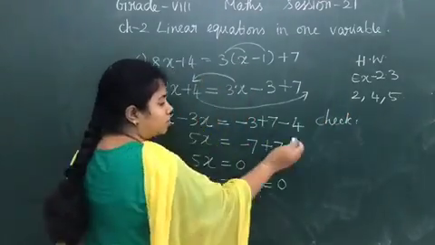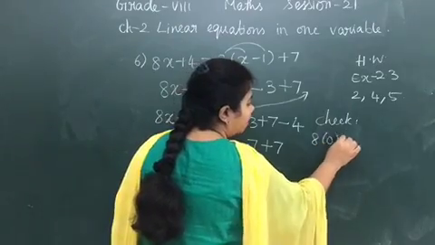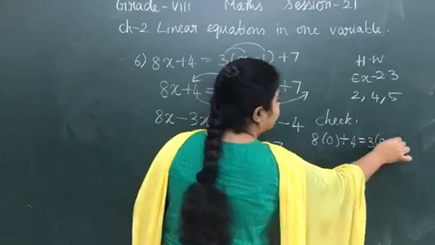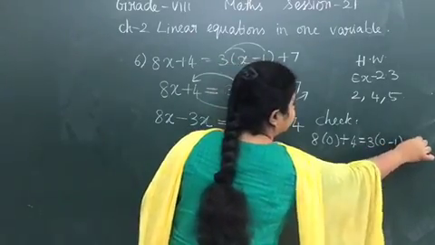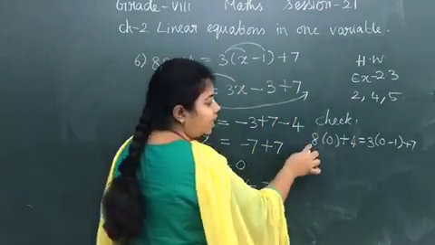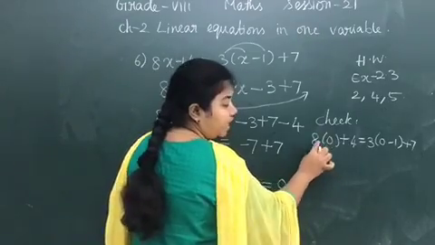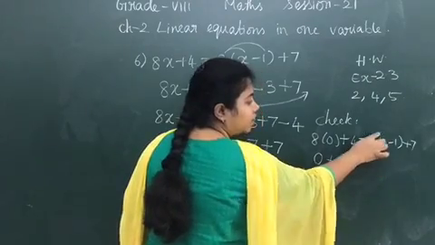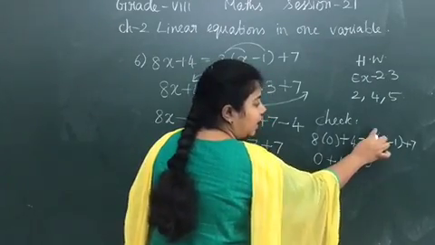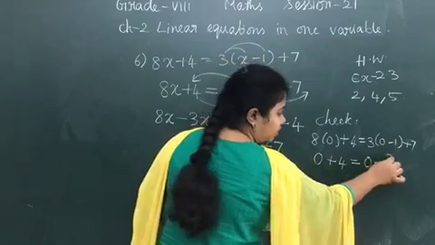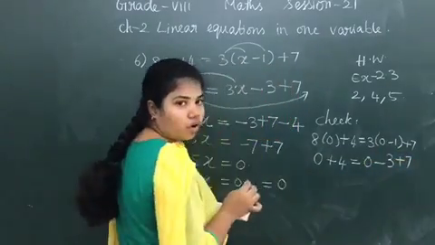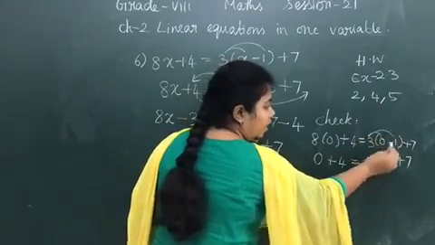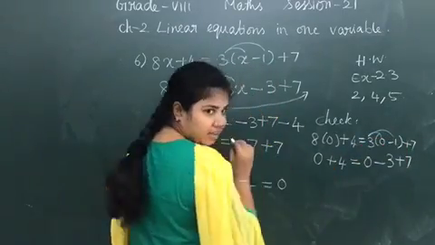x is 0. So 8 into 0 plus 4, which is equal to 3 into 0 minus 1 plus 7. Okay. So 8 into 0 is 0. Anything into 0 is 0, right? 0 plus 4, which is equal to 3 into 0 is 0, minus 3 into 1 is 3, plus 7. Okay. 3 into 0 is 0. The basic operation is minus. 3 into 1 is 3. Plus 7 is written as it is.